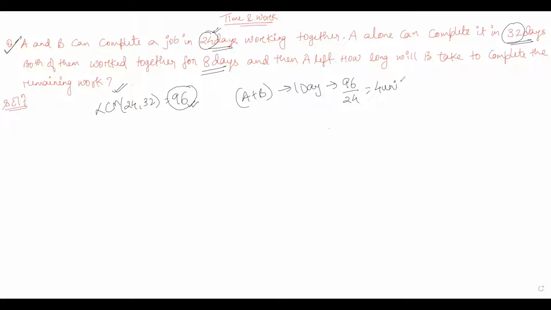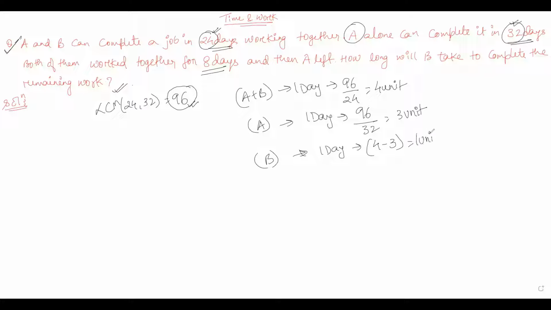In a similar way, A alone can complete this 96 unit of work in 32 days. So A working alone in one day would be able to complete 96 upon 32, that is 3 unit of work. So we can say that B working alone in one day would be able to do 4 minus 3, that is 1 unit of work.